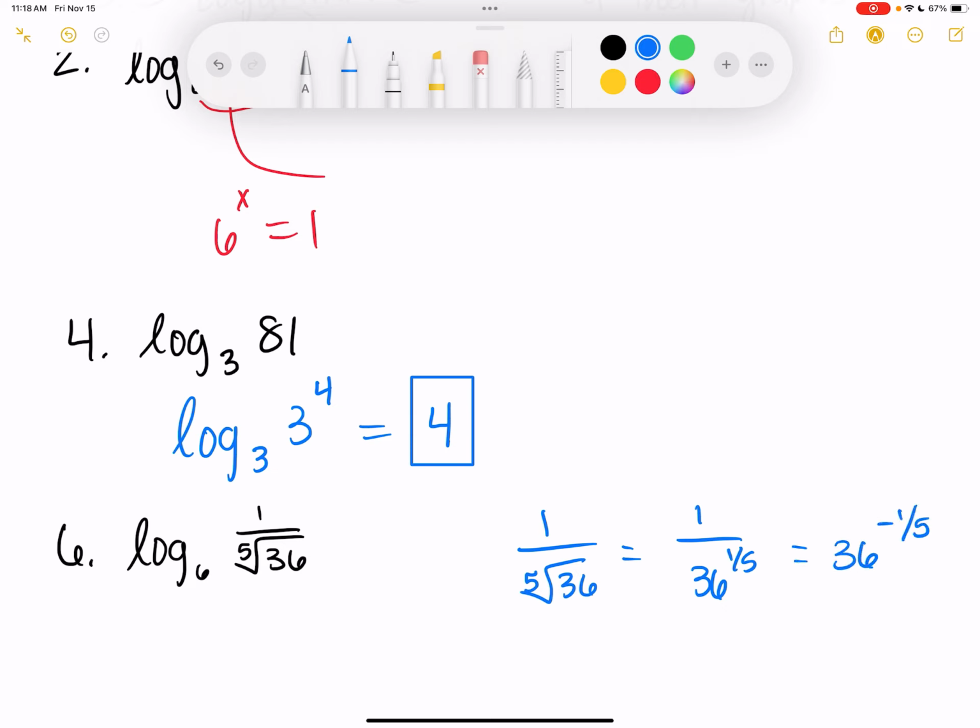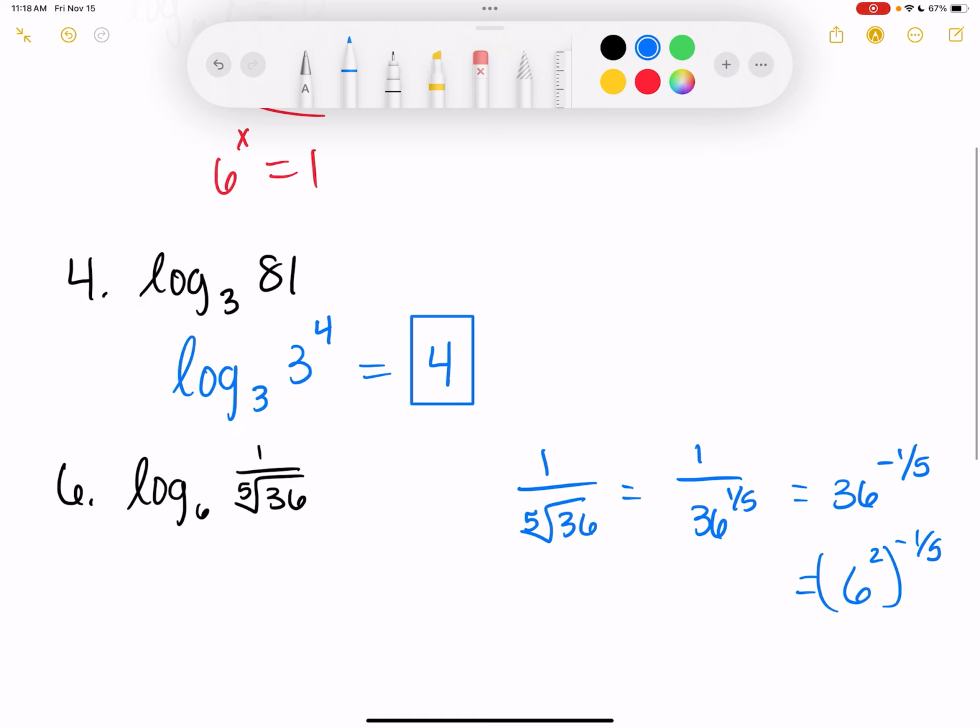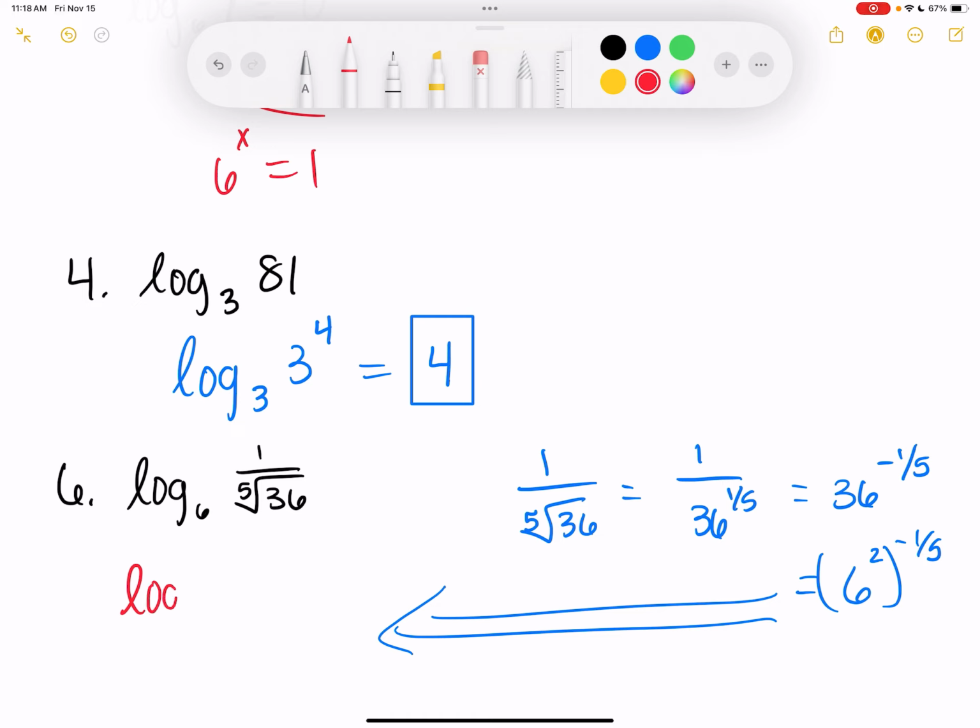Now, I have a base 6. Can I rewrite 36 as a base 6? Yeah. As what? Okay, so this would be 6 squared raised to the negative 1/5. Or I can bring this over here and write this as log base 6 of 6 to the negative 2/5. So what is this equal to? Negative 2/5. Yep, negative 2/5.